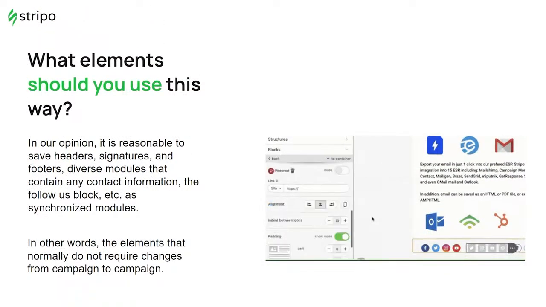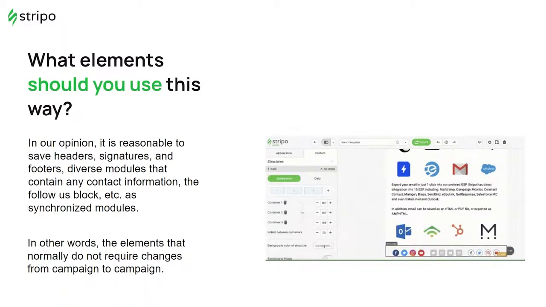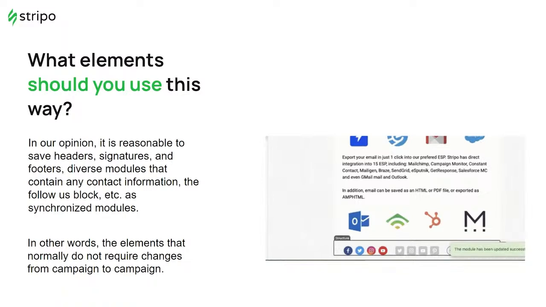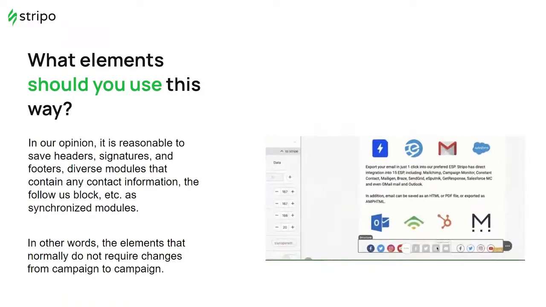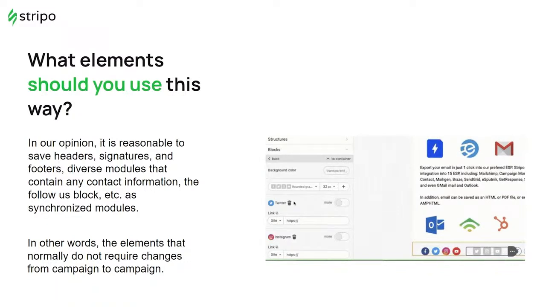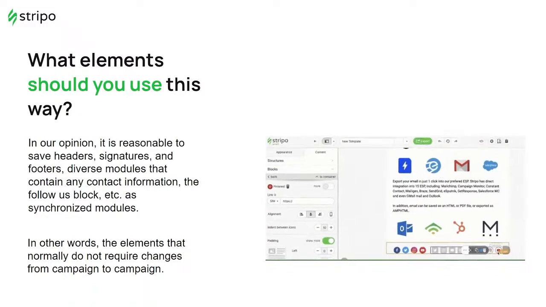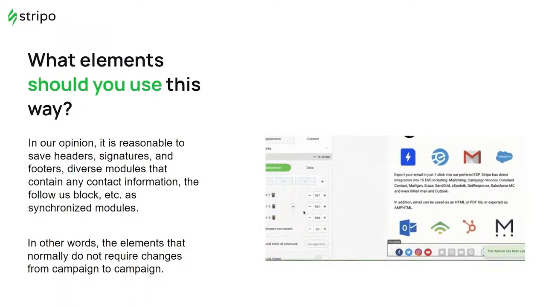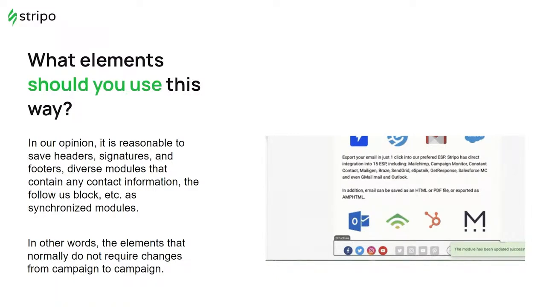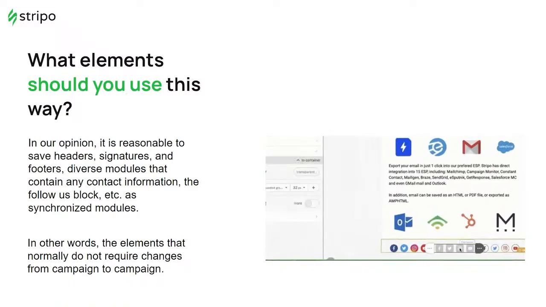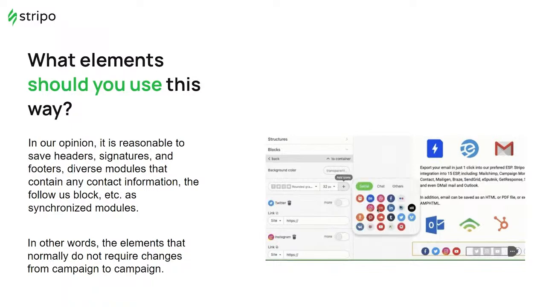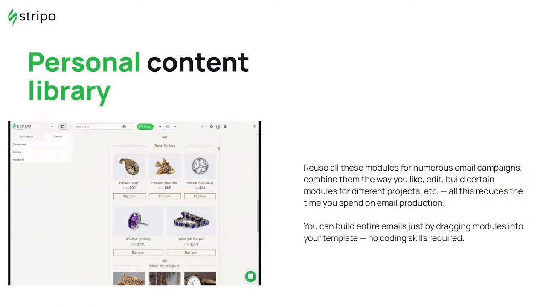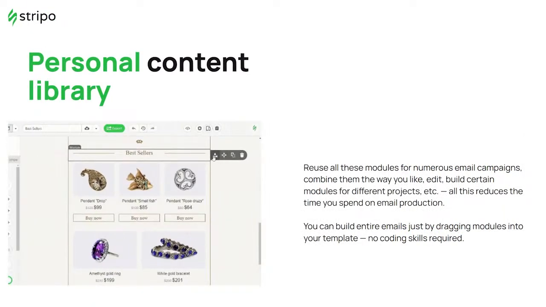What elements should you use this way? In our opinion, it is reasonable to save headers, signatures, and footers, diverse modules that contain any contact information, the follow us, blog, etc. as synchronized models. In other words, the elements that normally do not require changes from campaign to campaign. Okay, go next. Personal content library.